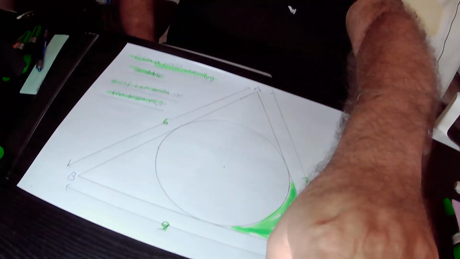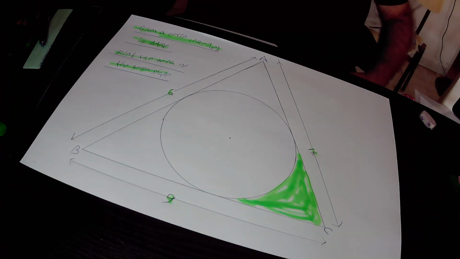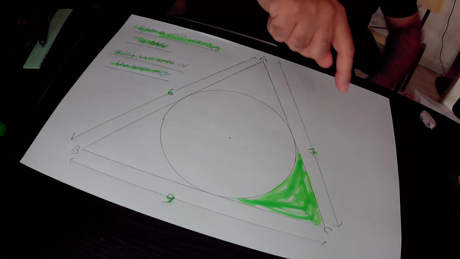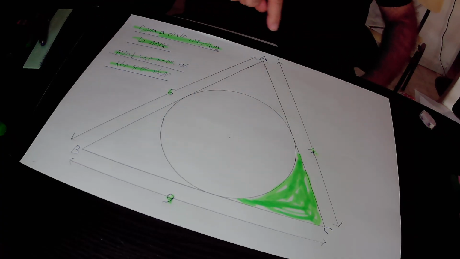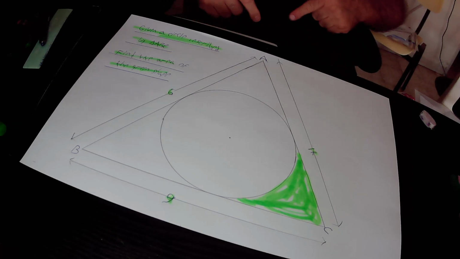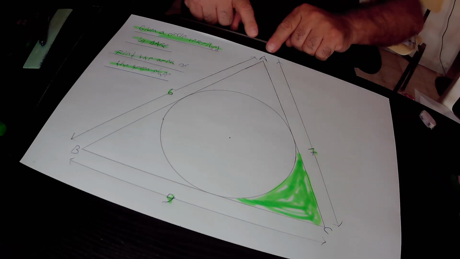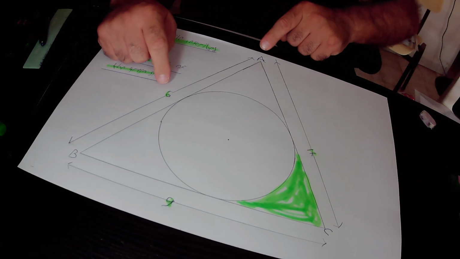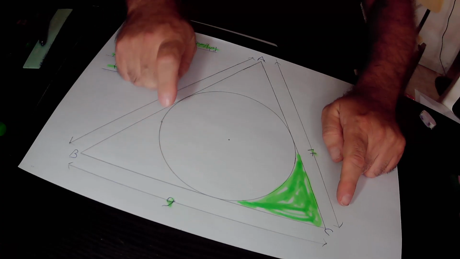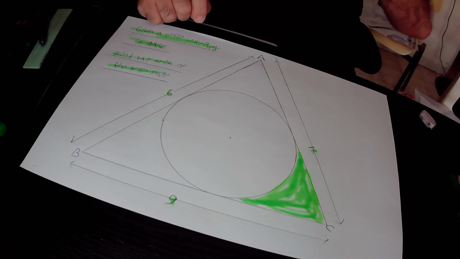Hello, in this lecture we'll find out the area of the green shape. In the drawing we have a circle that is inscribed by this triangle ABC, or triangle ABC blocks this circle. In addition, you know that side AC of triangle ABC equals 7 units in length, side AB equals 6 units in length, side BC equals 9 units in length. Again, our task is to find the area of this green shape.